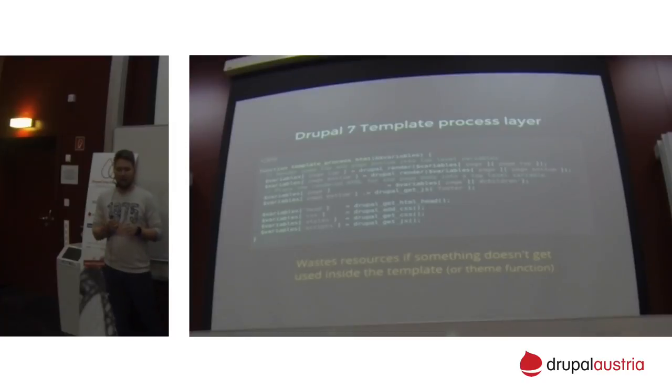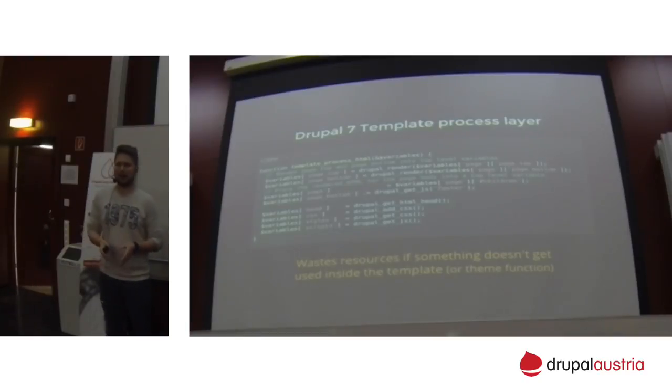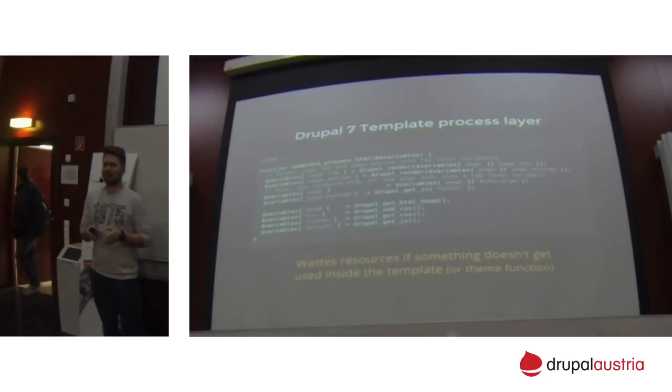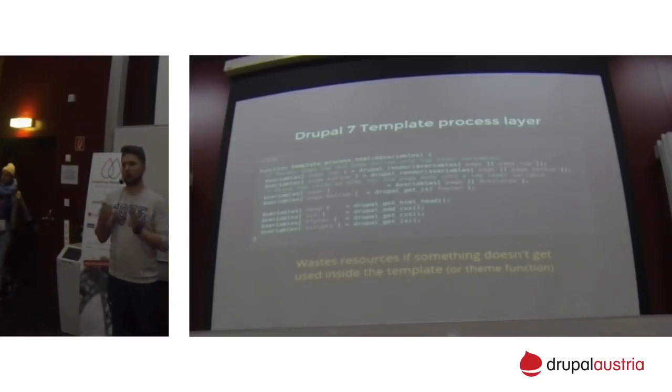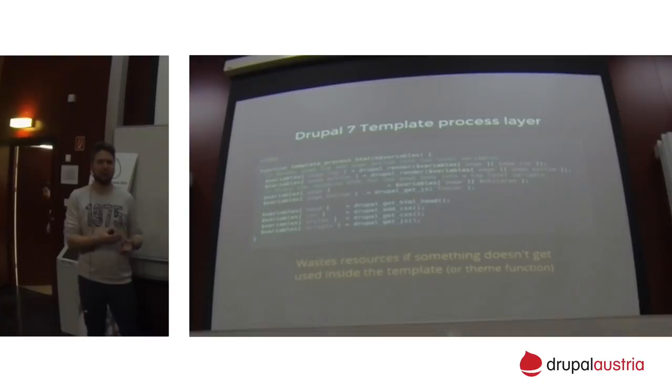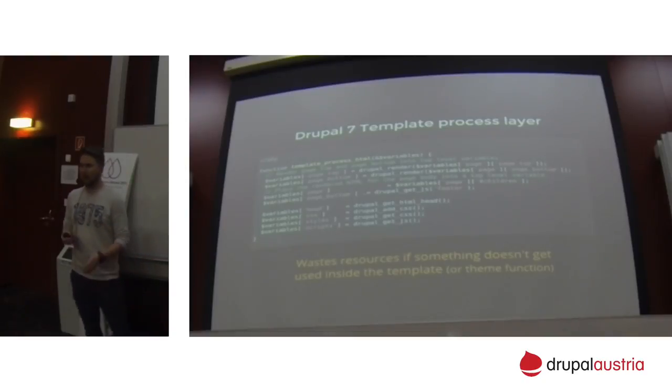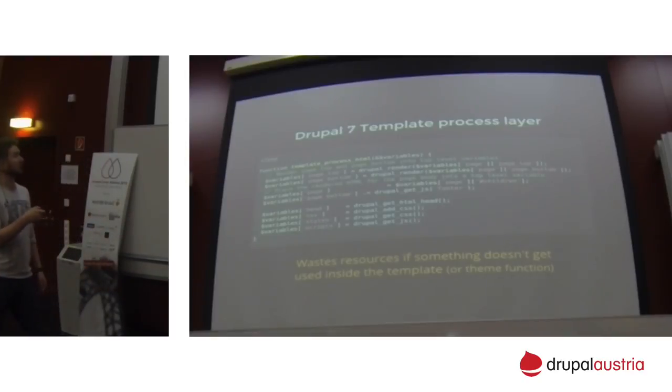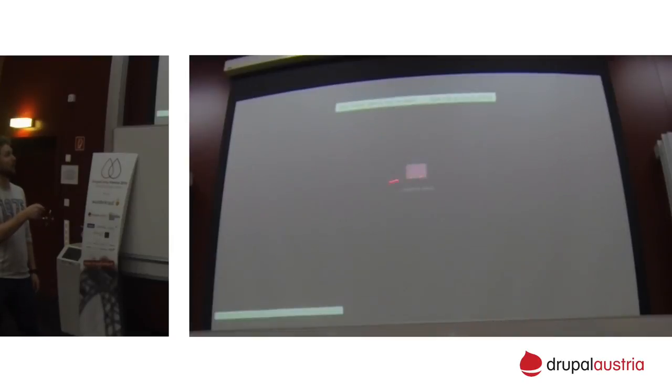So let's say in the preprocess layer, you have a very well structured array of classes, where you can easily modify what's inside there. But in the process layer, we destroy that array and convert it into a string, which makes it almost impossible to change the classes in the template. So whenever you wanted to change classes, you had to do it in a preprocess function, and you couldn't do it in the template. That doesn't apply only for the classes, that applies for multiple different things. Like render arrays, which in this case are being rendered already in the process function.